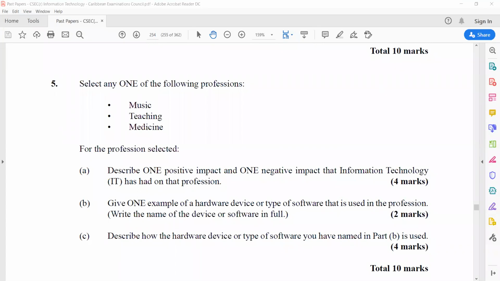So the first thing is you select a profession, either music teaching or medicine, and then describe one positive impact and one negative impact of IT in that profession. So I want you all to think about a profession, and then I want to hear a negative and a positive impact you could think about for it.